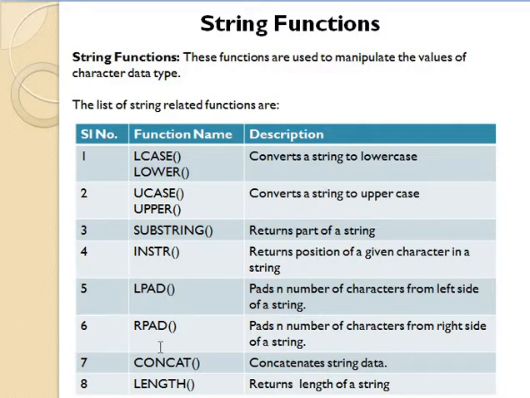Then come below. The next function is the RPAD function. Using this function, you can pad n number of characters on the right side of a string. Say for example, if the value of n is 10, you can add 10 characters on the right side of a string. Then come below. The next function is the CONCAT function. This function is used for concatenating string data. Say for example, if you have two different strings, then you can use this concat function to merge these two strings into a single string. So concatenate means merging of string data.